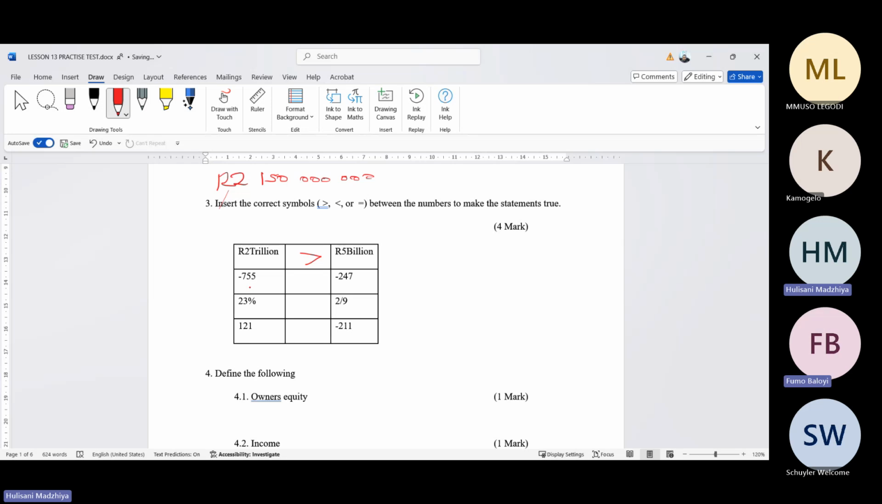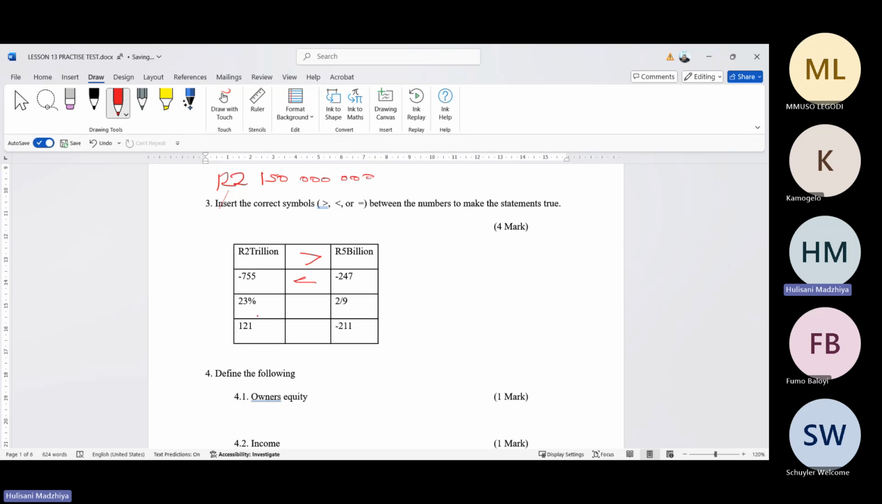And then minus 755 compared to minus 244, we can say that minus 755 is less than minus 244, because now we are further away from the positive numbers. So therefore, this is lesser than minus 244.